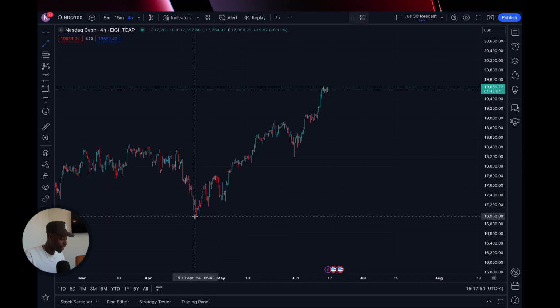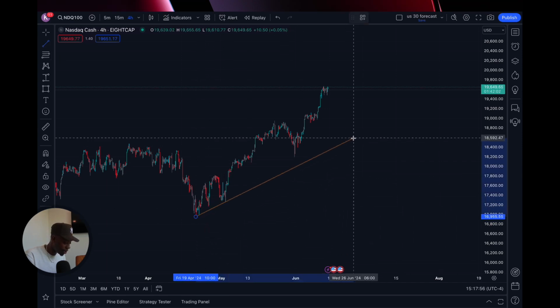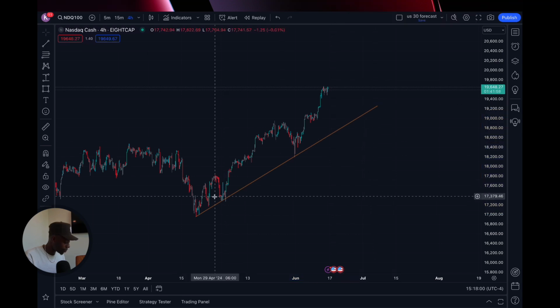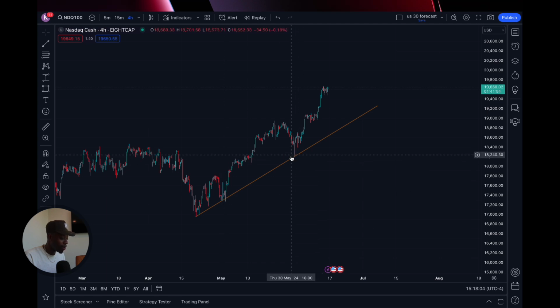So if we come down here to the bottom, we're going to go to this low, and we're going to just drag it up. Boom. So therefore, we got touches here, we got touches here, we got a touch here, right? We're going to come down here.